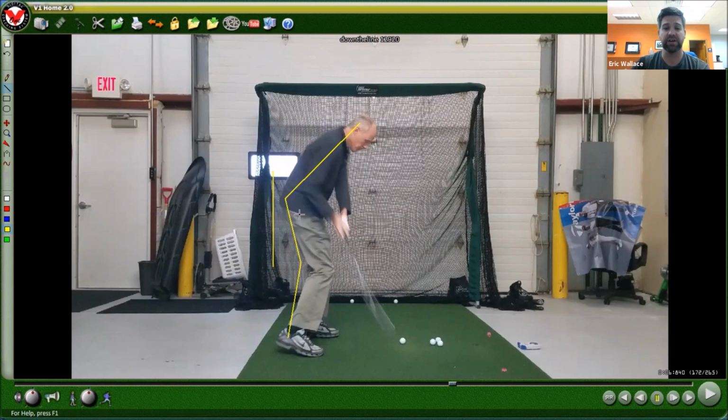Well, for a lot of us, first thing it does is it causes power loss. Second thing it does is it causes back issues. And the third thing it does is it causes inconsistencies with contact, all right, and accuracy. So this aspect of early extension, it's not to say that you can't get away with it and still score well with it. But if you're having back issues, if you're having consistency issues, or you feel like you're losing power, this would be something to investigate. This would be something to see if you have.